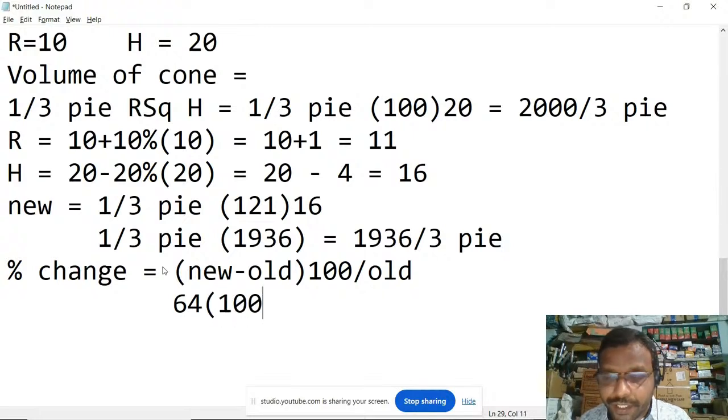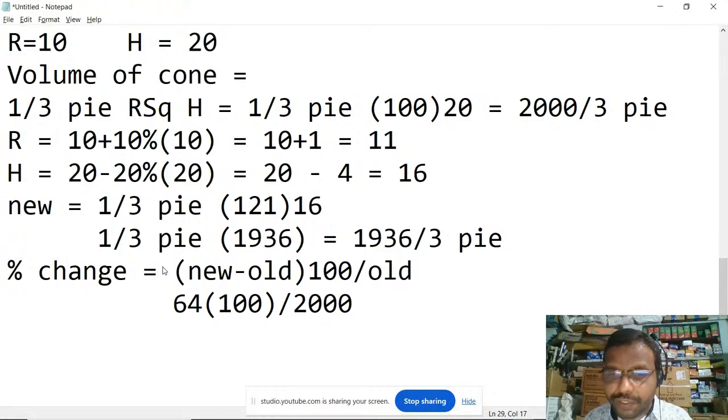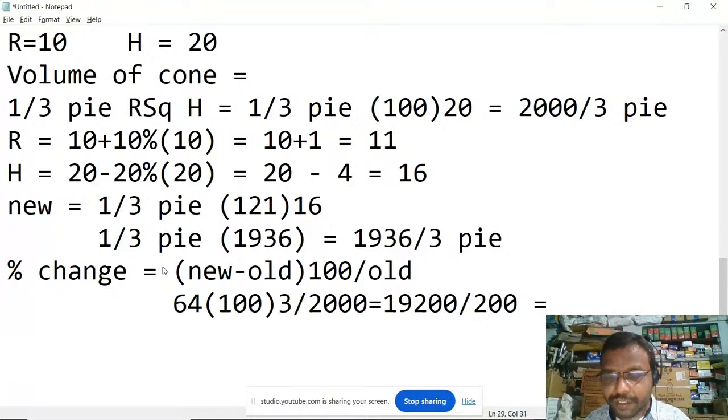Into 100 divided by the initial value, 2000 by 3. By 3 means that can be moved to the numerator. So 64 3 are 192,000 by 2000. So do it fast, ma.